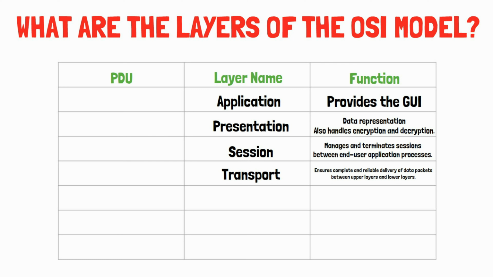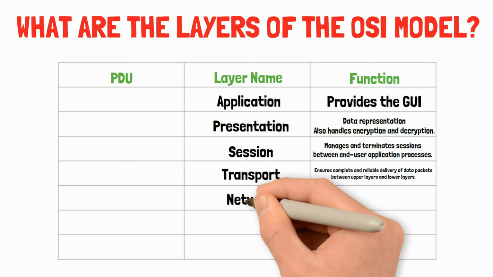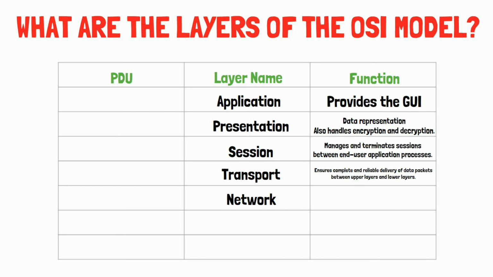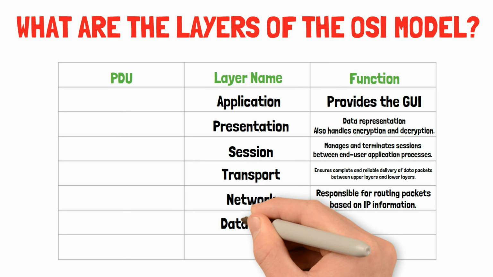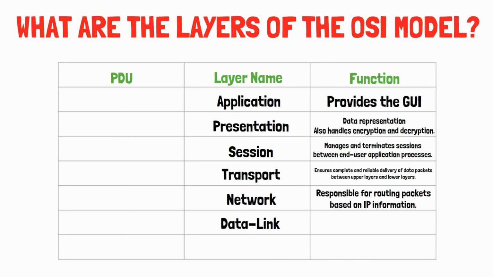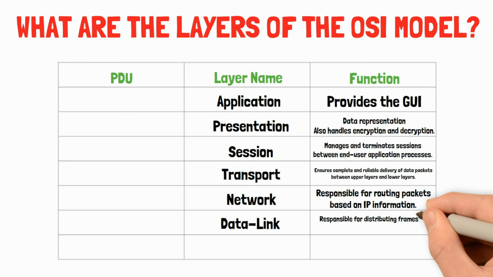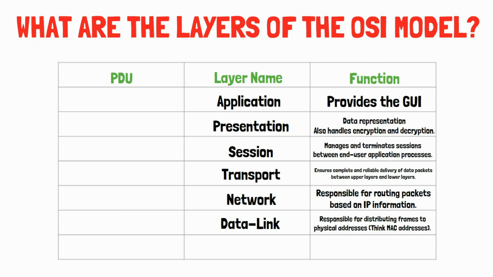Make sense? Good. So next we have the network layer, and this is responsible for routing packets based on IP information. To break that down a little bit further, this is responsible for who's sending and who is receiving that information over a network. Alright, and now we're on to the data link layer. This is responsible for distributing frames to physical addresses. So think of working with MAC addresses with this layer. It's much more localized than the layer above it, the network layer.